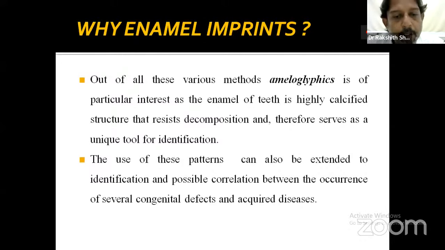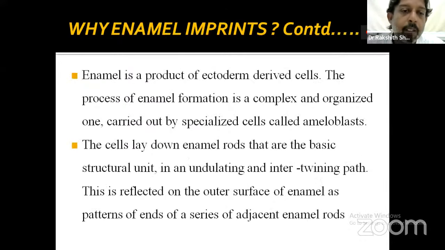So why are these enamel imprints so important? Basically, enamel is a product of ectoderm derived cells. The process of enamel formation is complex and organized. All of us know that enamel is laid layer by layer, with a rhythmic pattern of deposition of around 4 micrometers, from 5 to 11 days. It is carried out by specialized cells called ameloblasts.